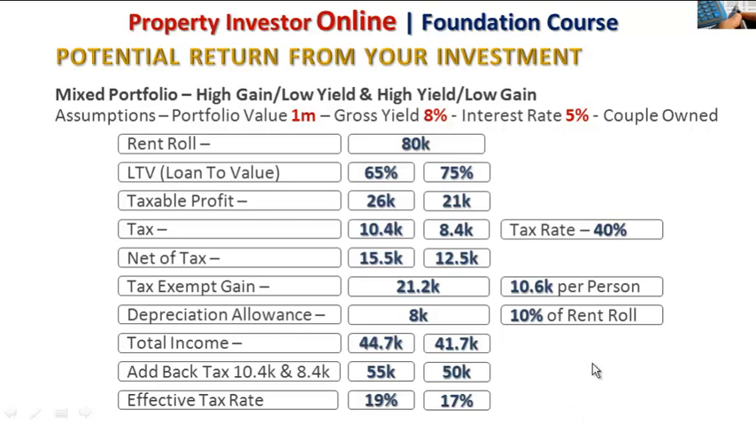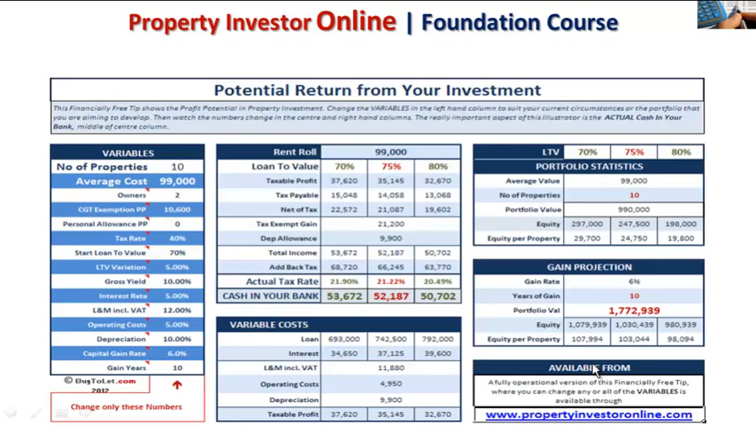In the meantime, I'd like to show you the blueprint that you can play with in respect of this potential return on your investment. And this blueprint can be downloaded from propertyinvestoronline.com. On the left hand side we have the variables, and these are all variables that you can play with. You can enter your own variables here and see the results across the rent roll, across the variable costs, across the portfolio statistics, and across the gain projections.